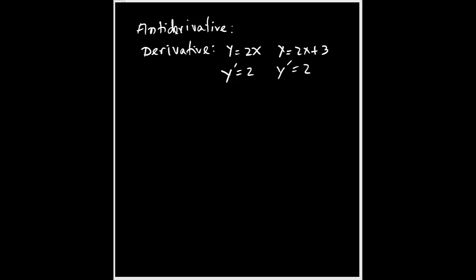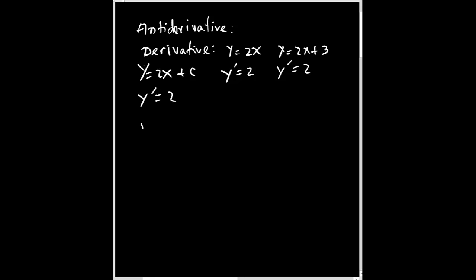If I have a function y equals 2x, the derivative is 2. If I have my function y equals 2x plus 3, then the derivative is still 2. If I write y equals 2x plus c, then the derivative will be 2.